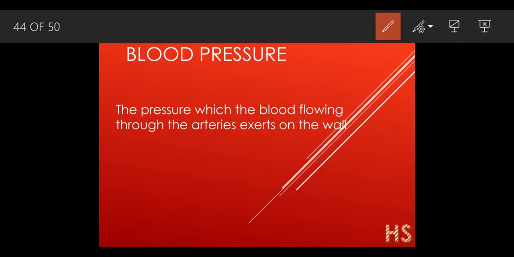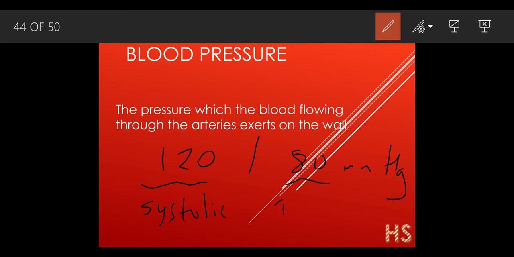There is a normal range of the blood pressure, that is around 120 to 80 mmHg. mmHg means what? Millimeter of mercury. 120/80 millimeter of mercury. What is this 120 called as? Systolic pressure. And what is this 80 called as? Diastolic pressure.